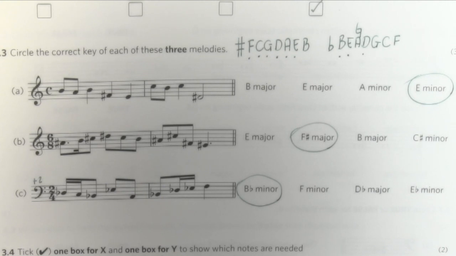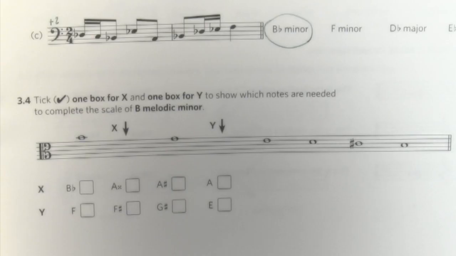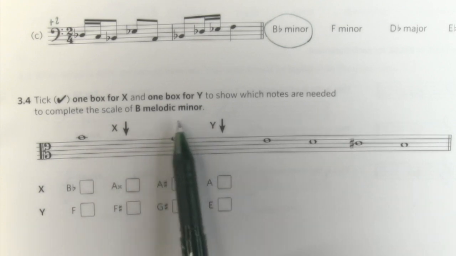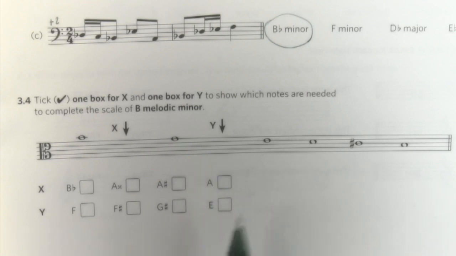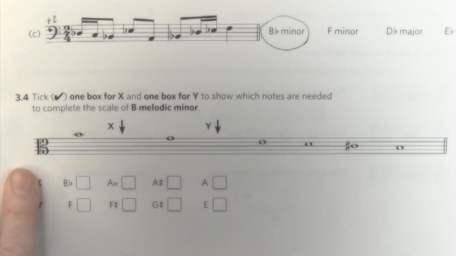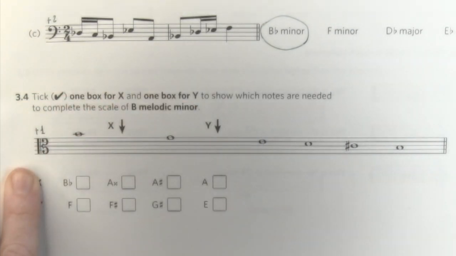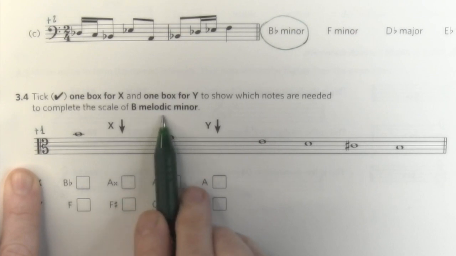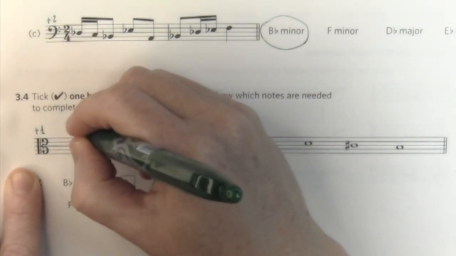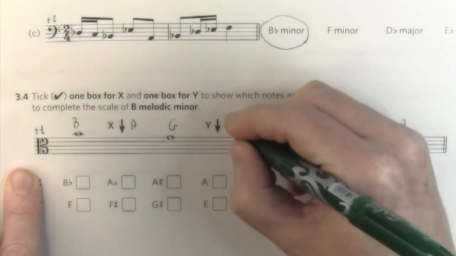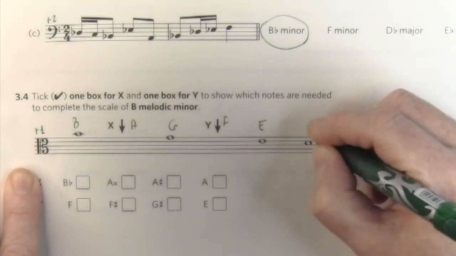For now, question 4. In question 4, we need to tick the box that shows the note name that would make this a B melodic minor scale correctly written. We are in the alto clef. Don't panic, it's treble plus 1. You can also write the names of the notes. So B minor, so the first note is B and the last one is B, okay? So Si, La, Sol, Fa, Mi, Re, Do, Si.